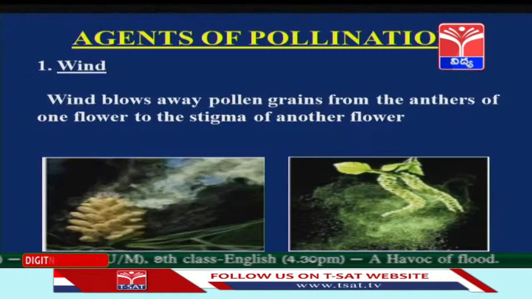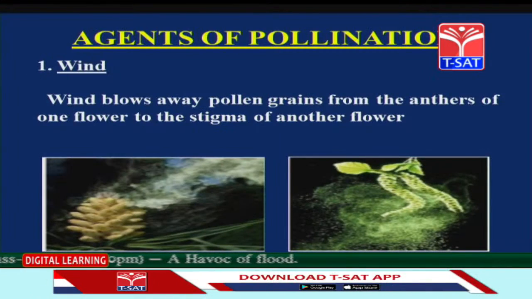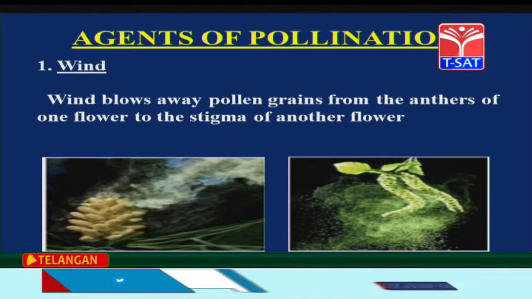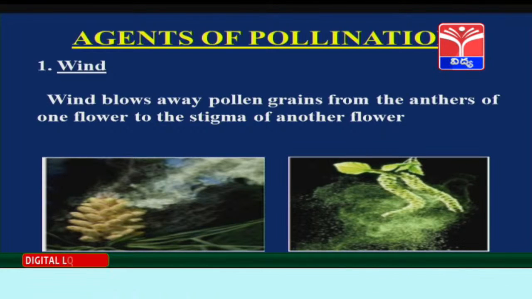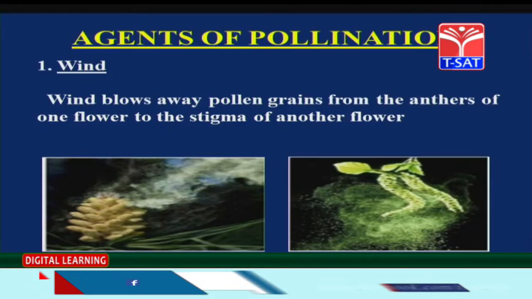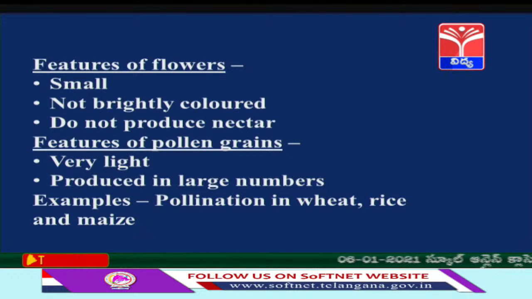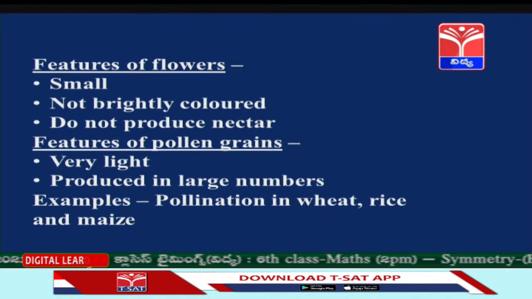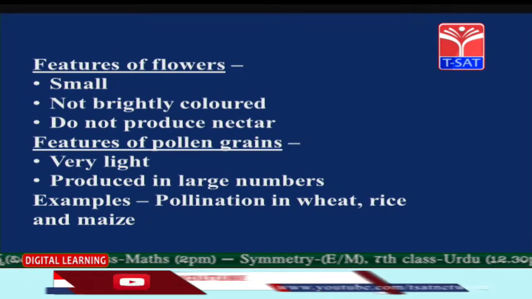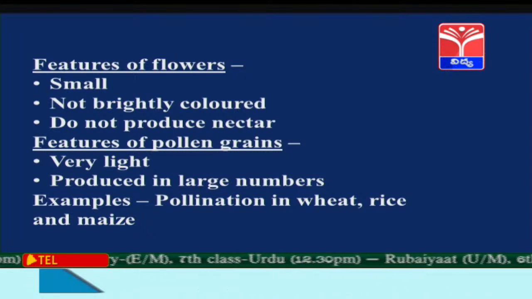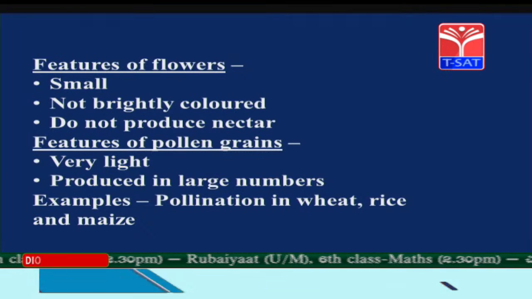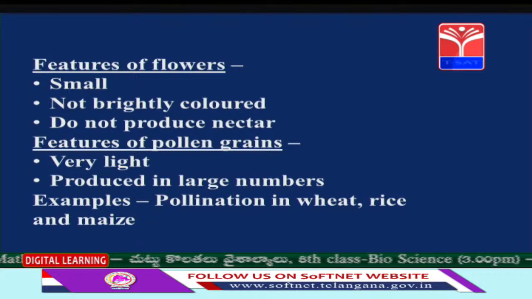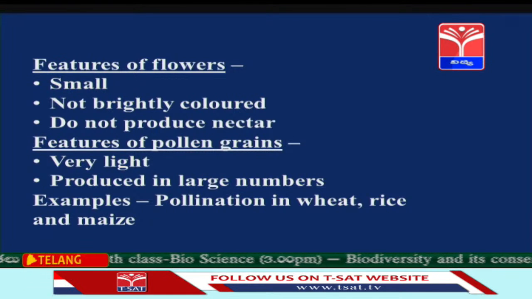Are you ready children? See here the next one, wind. The first one is wind. Wind will be blowing the pollen grain from anther to stigma of one flower to another flower. With the help of wind, they will be moving. So here, what are the features to be present in the flowers so that they will be helping in wind pollination? The first one is the flower should be small and it should not be brightly colored and it should not produce nectar. And how should the pollen grain be? They should be very light because wind has to take it, and they should be produced in large numbers.